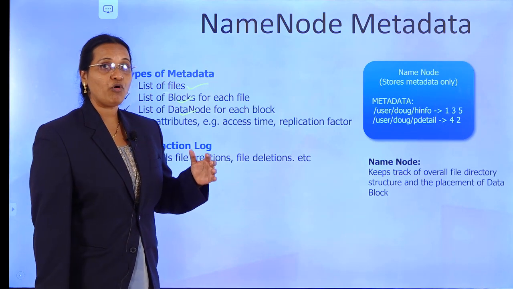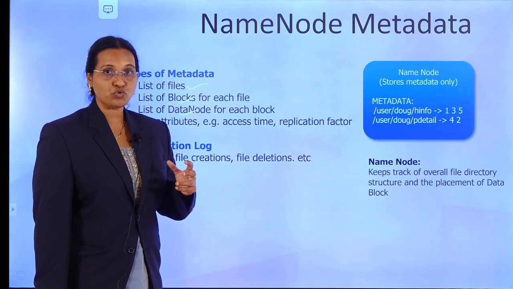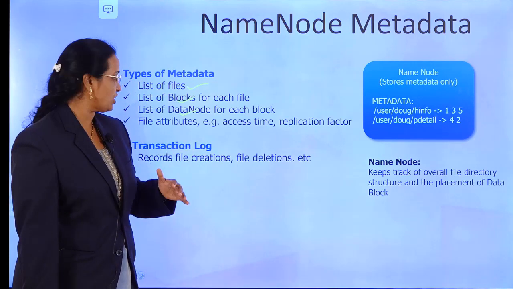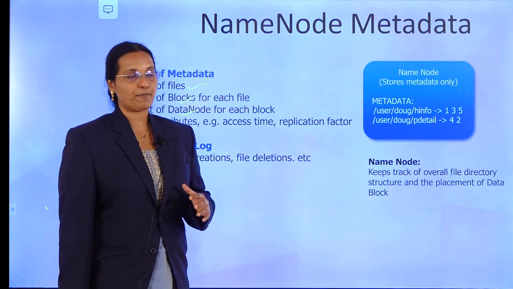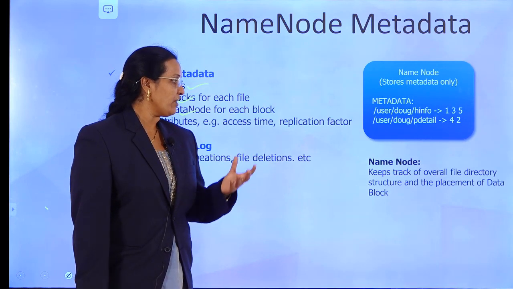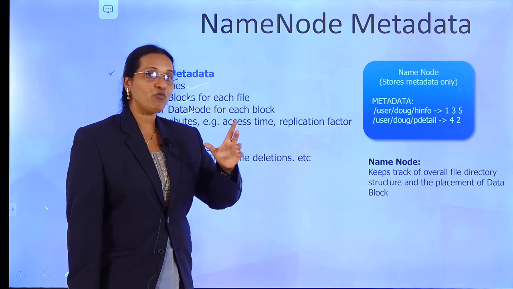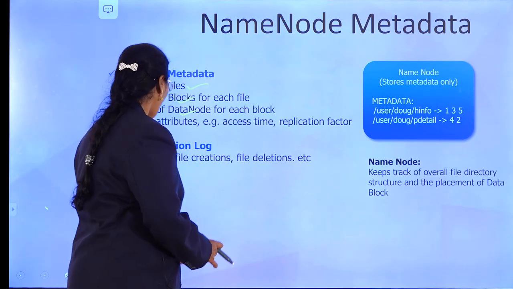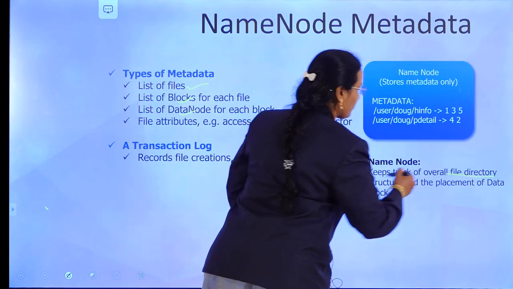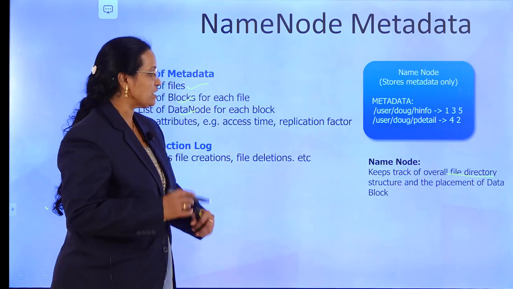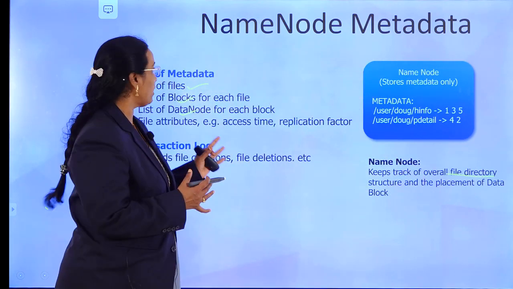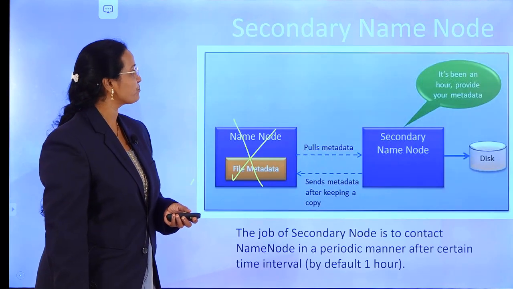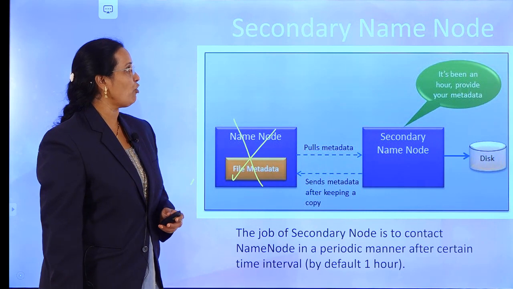Similarly, the name node keeps the transaction logs too. What are the transaction logs here? Creation, file deletions, etc. So ultimately, the name node keeps track of the overall file directory structure and the placement of data blocks. So that is the information regarding the name node metadata. We have already seen the secondary name node.